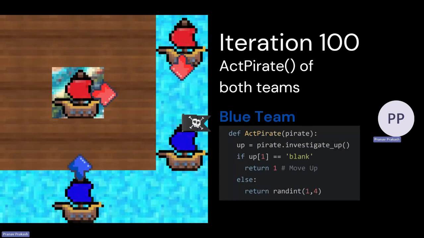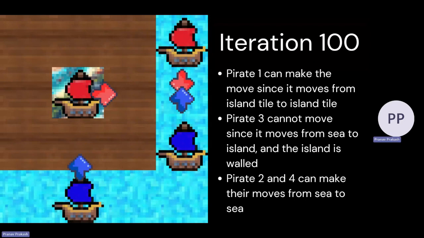Now we move on to the second blue pirate. The second blue pirate once again investigates up, decides that that is a blank square, and decides to move up. With this, all the pirates have run their act pirate function and have decided where to move. Of course, in this function, they could have also set signals, red team signals, but we have used simple functions that don't have these. Now keep in mind that the return value of act pirate signifies the direction that the pirate will try to move in. It does not guarantee the fact that the pirate will actually move in that direction.